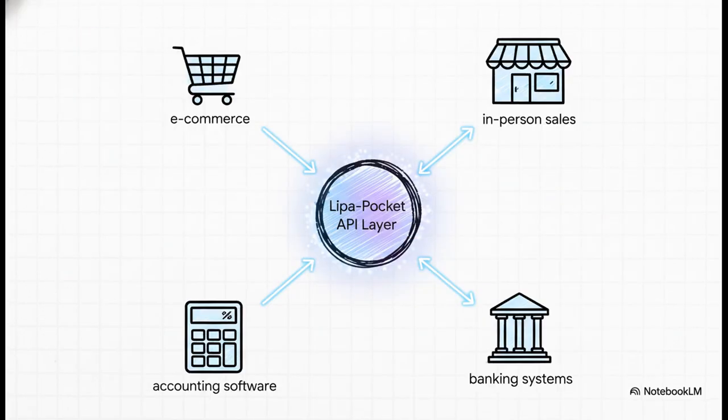And the answer is a universal connector. That is exactly what the Lipa-Pocket API layer is. You can think of it like a central hub, or even better, like a Rosetta Stone that translates everything. It lets your e-commerce platform, your sales terminal, and your bank all communicate securely and efficiently with the Lipa-Pocket ecosystem.